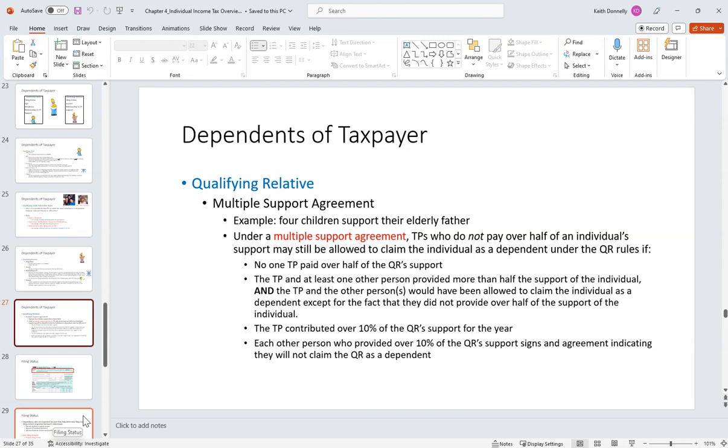The next thing here for the multiple support agreement, you can read this on your own time. I'm not as concerned about a deep dive on this. This is when multiple people are supporting the same person. How do you do this? If nobody qualifies, they can make an agreement to let somebody qualify, assuming certain criteria are satisfied.